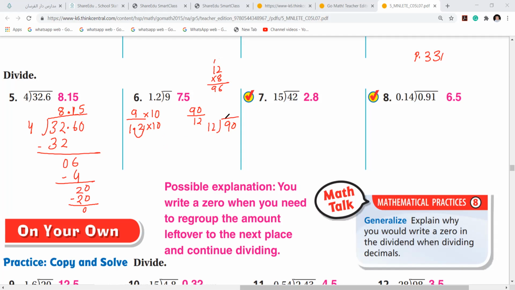96, that becomes big. So 12 times 7 is 84. Don't forget to put a point and a 0. So 84, subtract, 6. So it's 12 times 5, 60, and then you get an answer. You got 7.5.